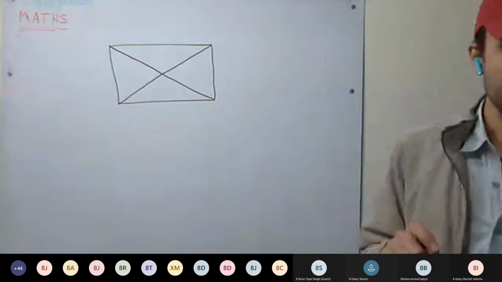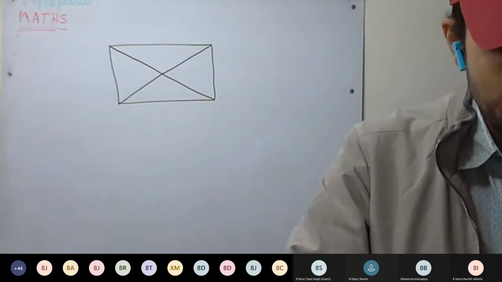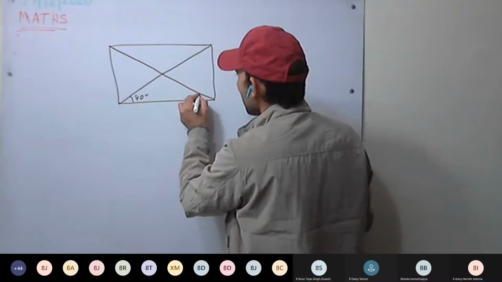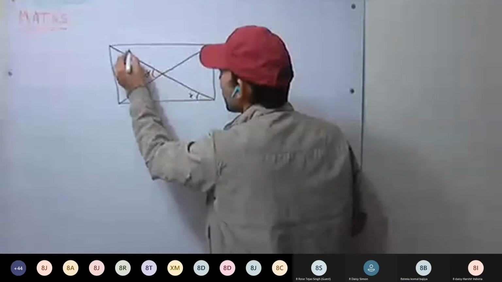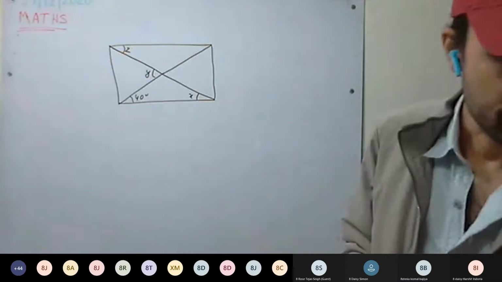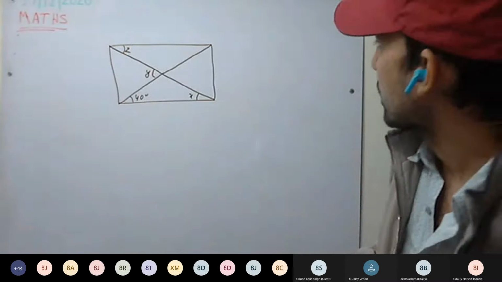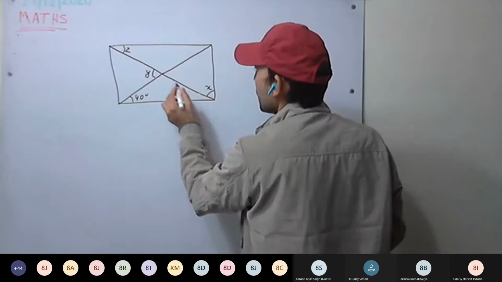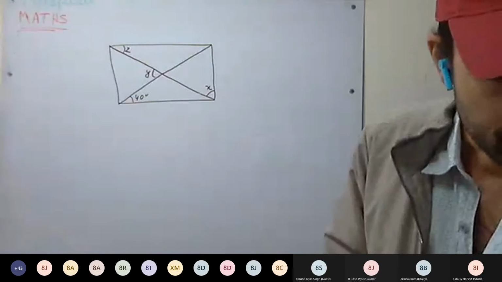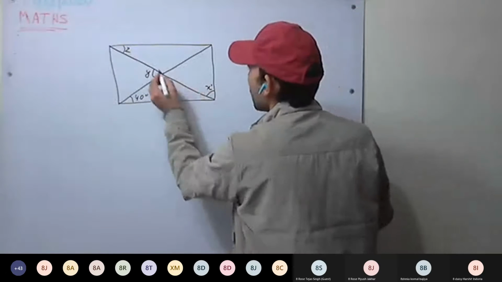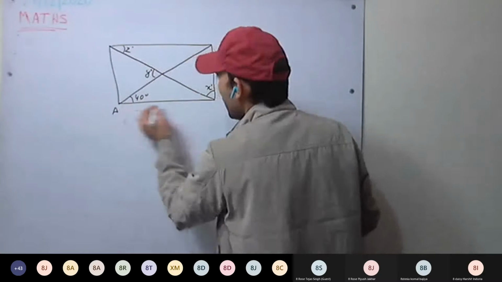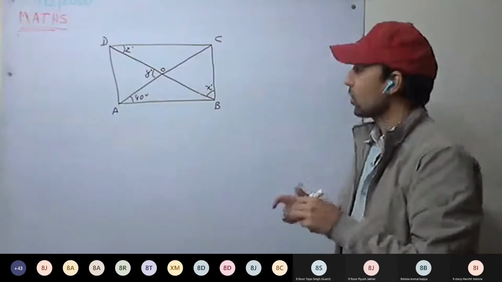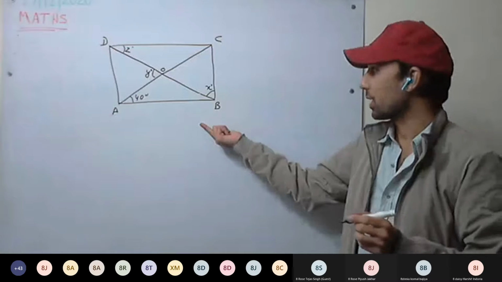Okay. A rectangle is provided here. So 40 degree, X, Y, and Z degree. This is the figure A, B, C, D, and a center O we have. So it is a rectangle.